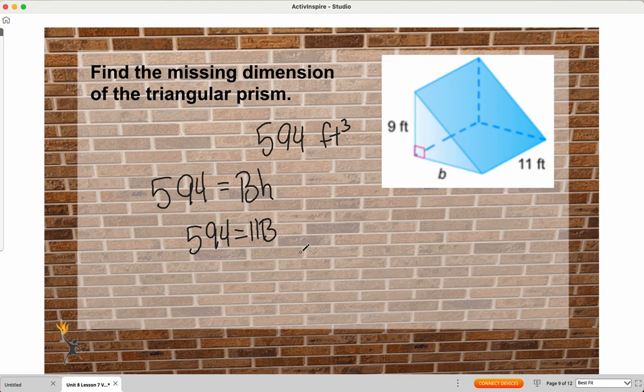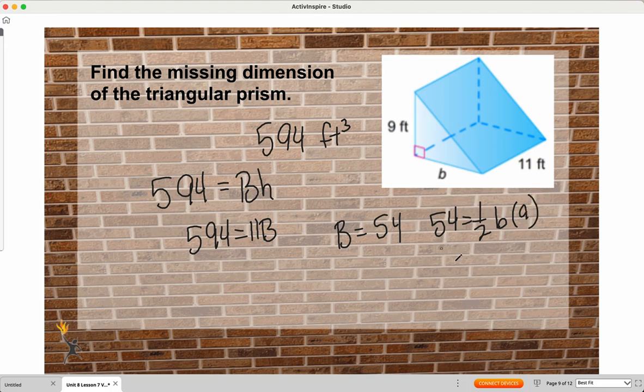So I can work this way through. 594 divided by 11 is 54. So I've got big B is equal to 54. Now I can work my way backwards. Big B is equal to 54, which is equal to 1/2 of b times 9.